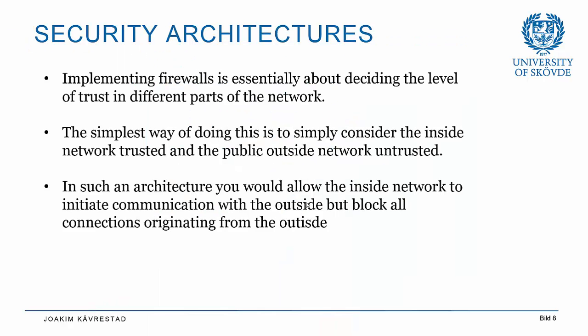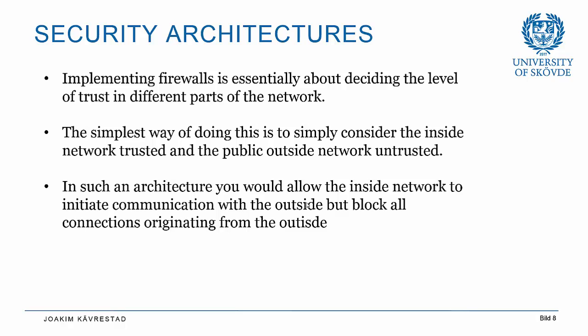There are also some security architectures, and implementing firewalls is essentially about deciding the level of trust in different parts of the network and deciding how different parts of the network can communicate with each other and the outside world. The simplest way of doing this is to consider the inside network trusted and the public outside network untrusted. With such an architecture, you would allow the inside network to initiate communication with anyone and communicate inside itself in whatever way it wants to, but block all connections originating from the outside.